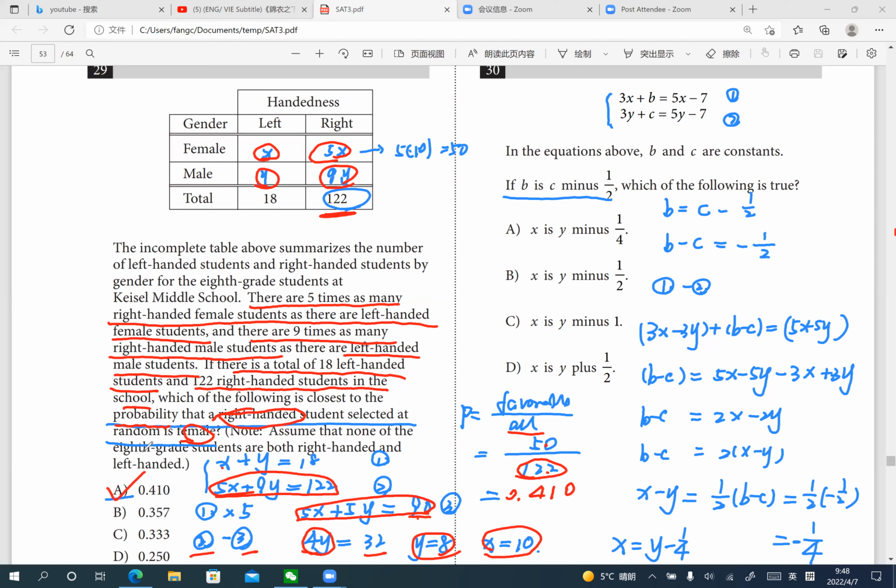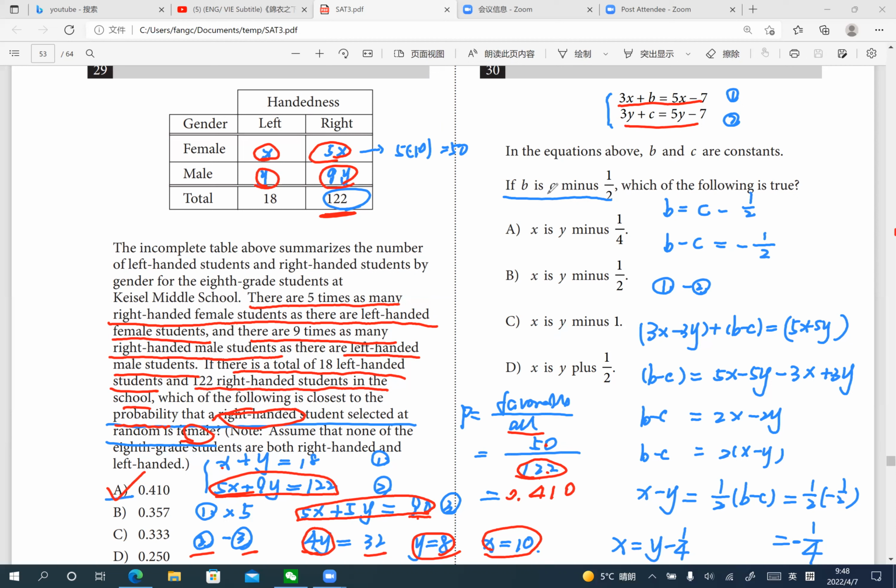Question 30. 3x plus b equals 5x minus 7. 3y plus c equals 5y minus 7. We call the first one the first equation, and the second one the second equation. In the equations above, b and c are constants.